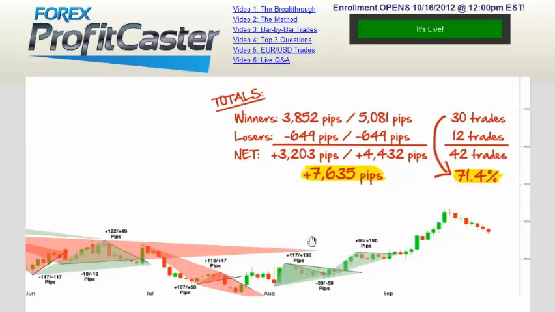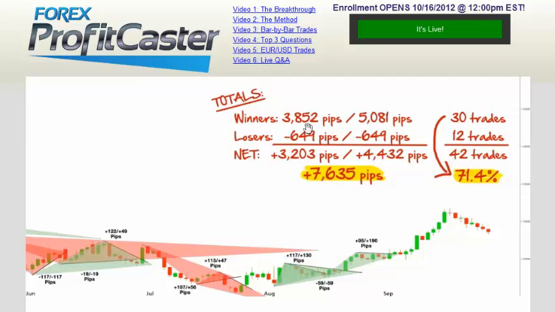When there's a valid setup, you're going to see a red or a green triangle pop up on the chart. And because of that, you're going to be much less likely to miss out on a great trade and you're also going to be able to avoid mistakes of interpretation. So when you add it all up, the Forex ProfitCaster, I think, really does give you a decided edge in these markets. You can see the results here.